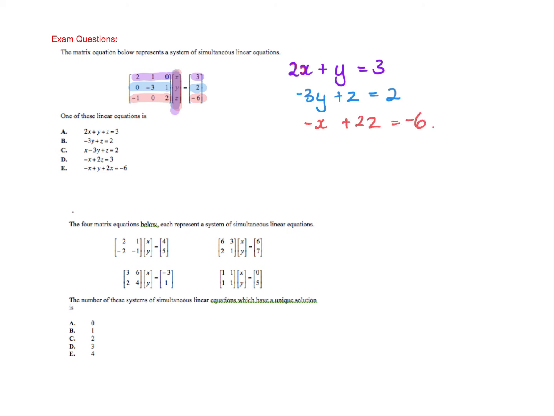So which one of them is in there? Is there any? B, -3y plus z. Yep, that's one of the answers. So there you go. That's one of the ones I had. So there's that one.